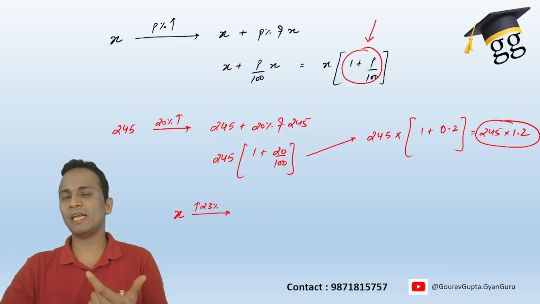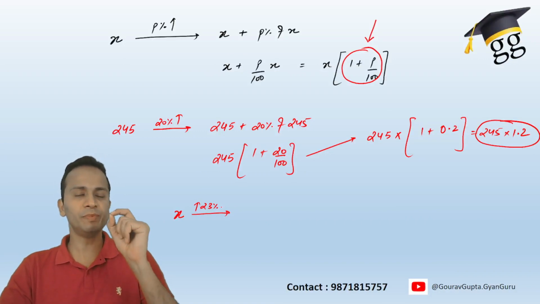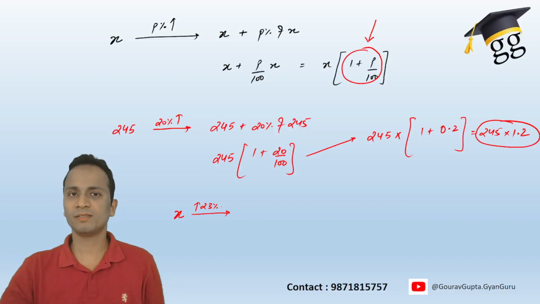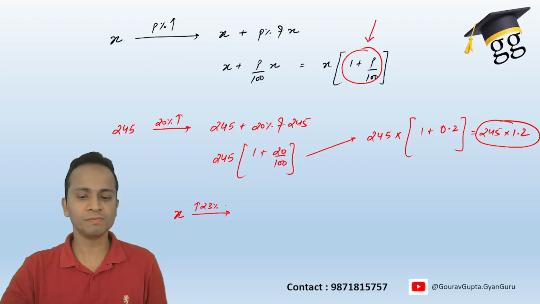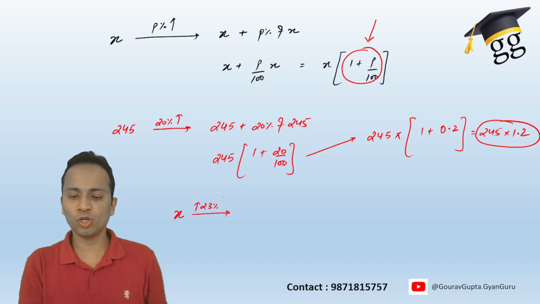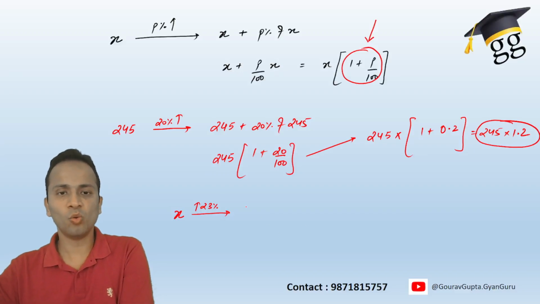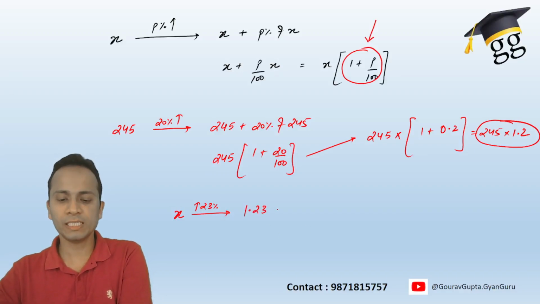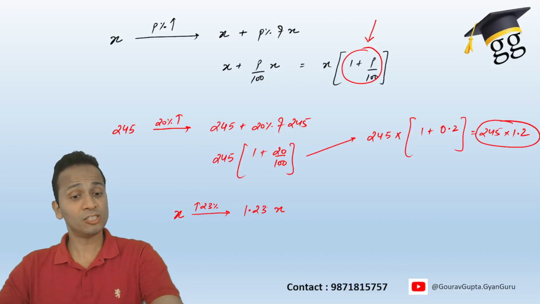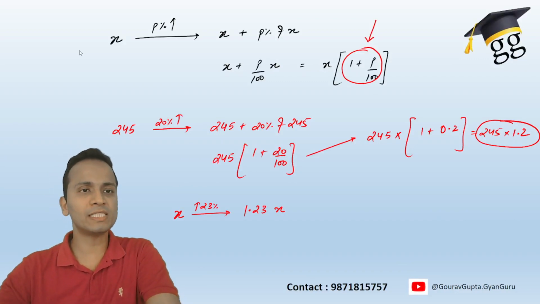Okay, so multiplication factor क्या होगा? It will be 23 divided by 100 plus 1, right? 23 divided by 100 will be 0.23. 1 add कर देंगे उसमें, so you will get 1.23. Okay, so 1.23 times x will be the final value. Okay, so now let's look at some more examples.